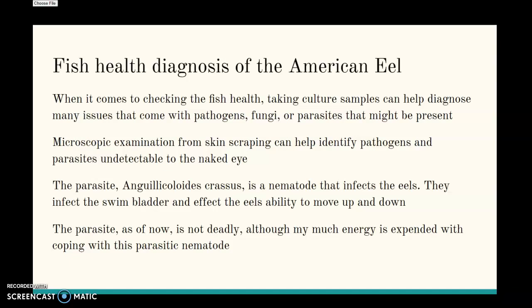Fortunately, this parasite is not deadly, but the unfortunate side is how much energy is expended trying to deal and live with that particular parasite.